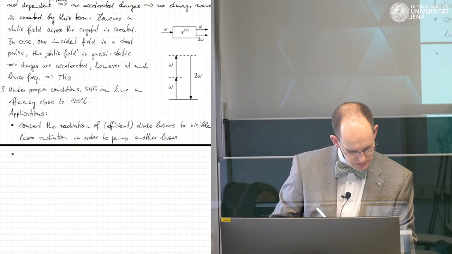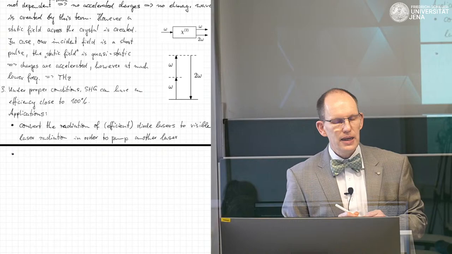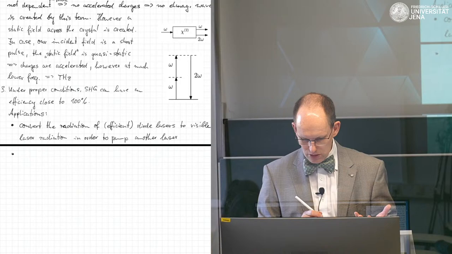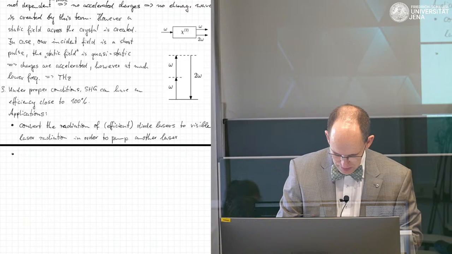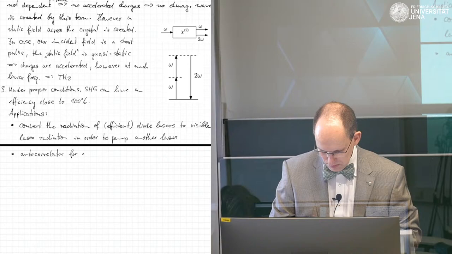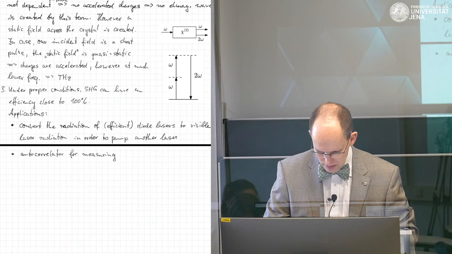Yeah. Another example is that one can use second harmonic generation in order to measure something. And a well-known example is the autocorrelator. So, applications, this would be the autocorrelator. I'll draw a sketch of that. For measuring short pulses. Ultra short pulses.